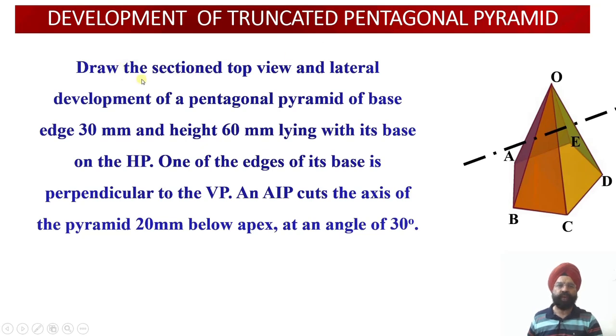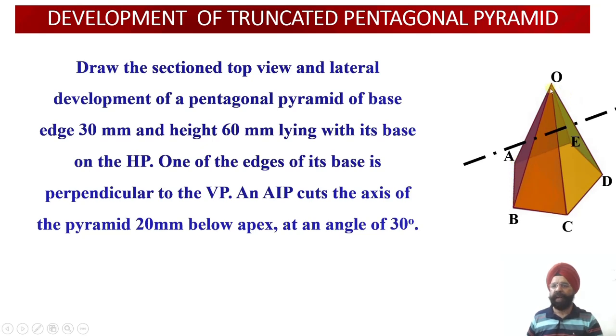So here we are required to draw the sectional top view and the lateral development of a pentagonal pyramid of base 30 millimeter and height of axis equal to 60 millimeter, and this pyramid is lying with its base on the horizontal plane, and one of the edges of the base of the pentagonal pyramid is perpendicular to the vertical plane. So you see here we have a pentagonal pyramid and these are the 5 edges A, B, C, D, E, and one edge, that is AB, is lying perpendicular to the vertical plane, right?